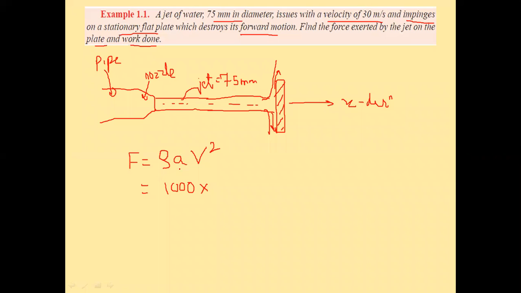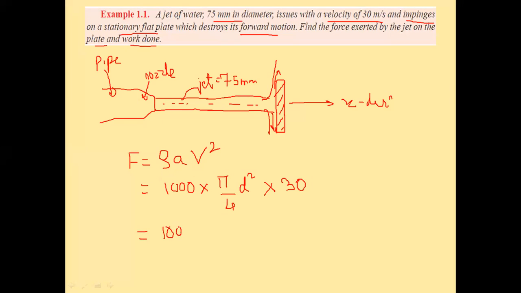What will be the area? What will be the area here? Jet. Okay, it will be the area of the jet. And what will be the value? Formula pi by 4 d square, into what is the velocity with which the jet is traveling? It is 30 meter per second.